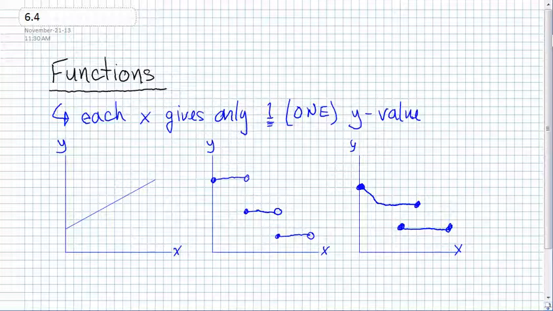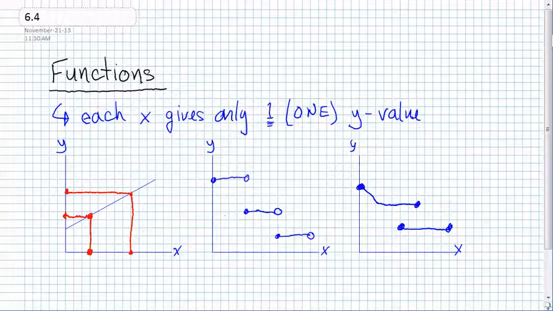And let's look at why these are all functions. So pick any x value on the first graph here, this one here, and I go up and I see that there is one y value right there. Okay, and I can do that anywhere. This x value, I get one y value right there. That's it. I can only ever get one y value.